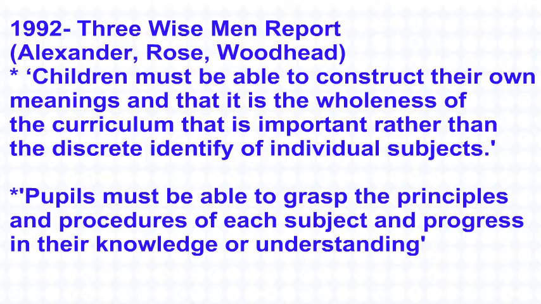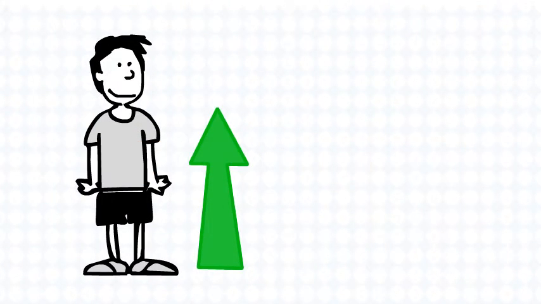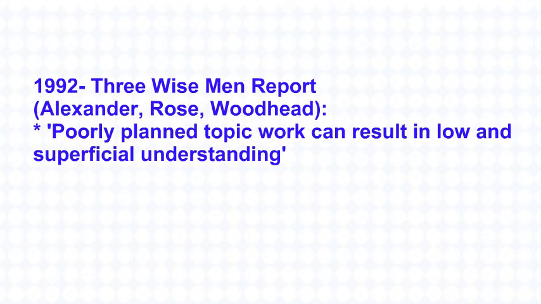This can be interpreted as meaning the cross-curricular or discrete approach must be used with the benefit of the child's progress in the subject as the main reasoning, as it goes on to criticise poorly planned topic work that results in low and superficial understanding as being the cross-curricular downfall.